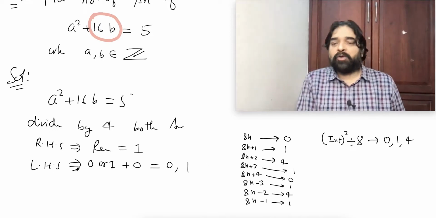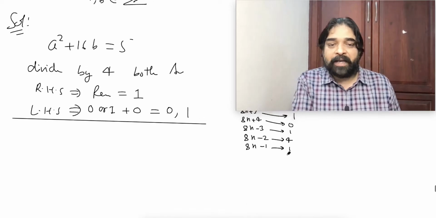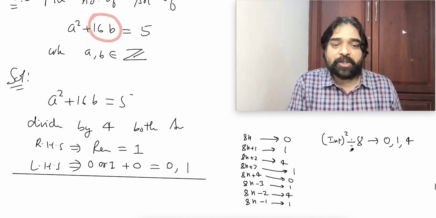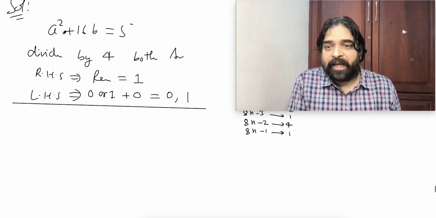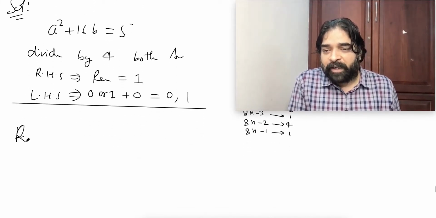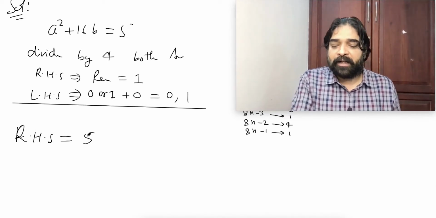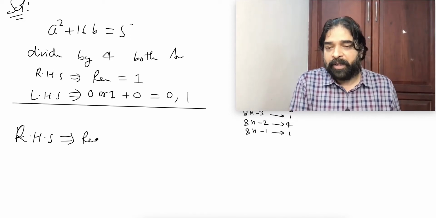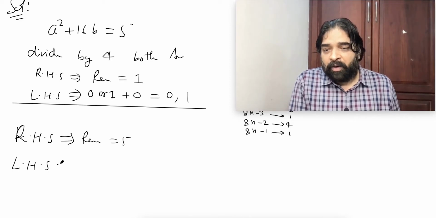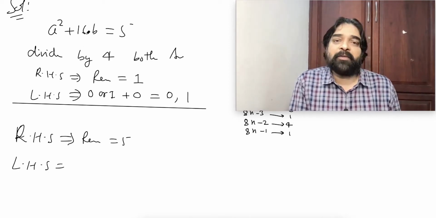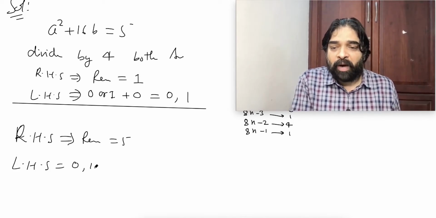Now, the same question, I am going to divide by 8. I know that if I square any integer and divide by 8, the remainder will be either 0 or 1 or 4. So, if you divide by 8, what is the remainder of the right side? Speak out. The right side remainder will be 5. Left side, think. Left side, whatever remainder from here plus whatever remainder from here. A square will give you what remainder? Either 0 or 1 or 4.